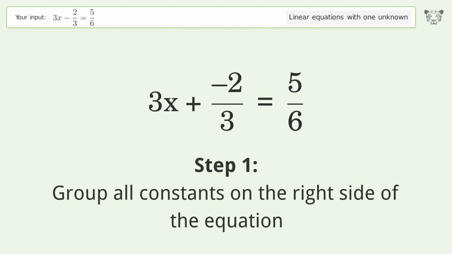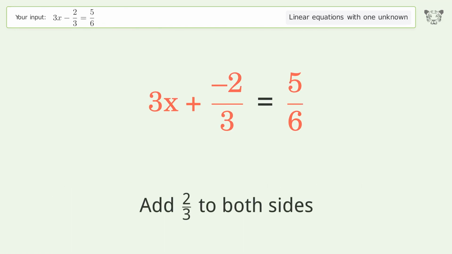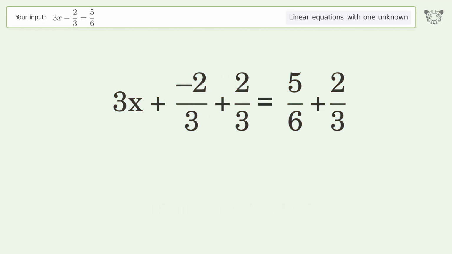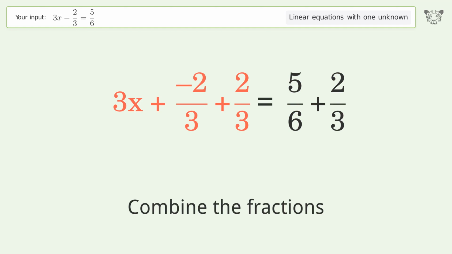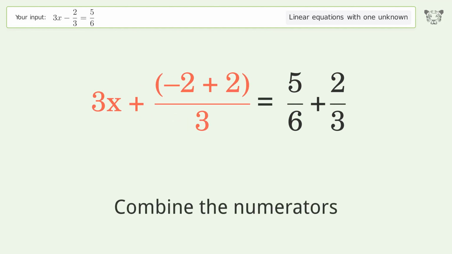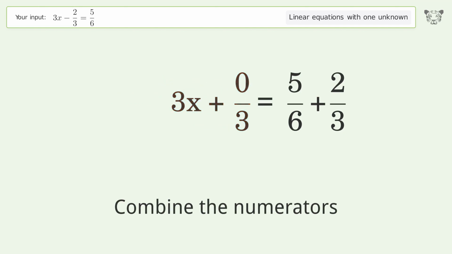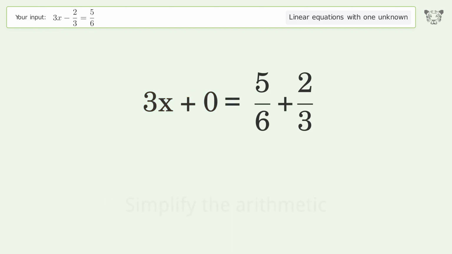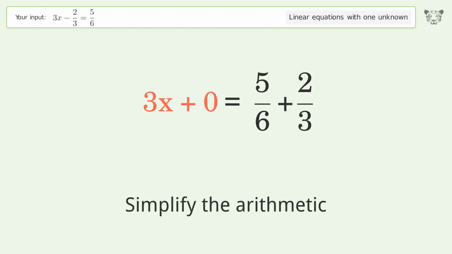Group all constants on the right side of the equation. Add 2 over 3 to both sides. Combine the fractions. Combine the numerators. Reduce the zero numerator. Simplify the arithmetic.